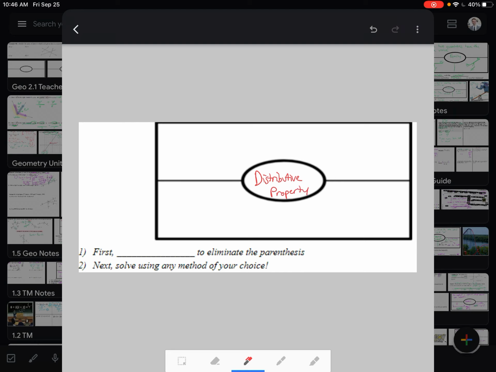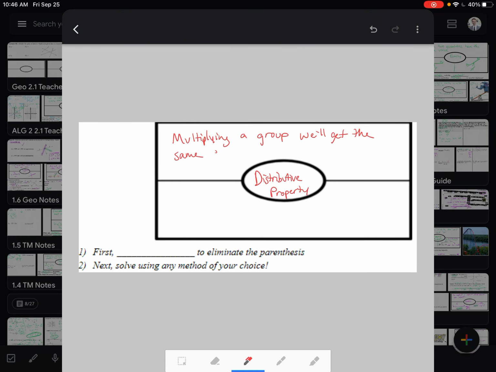And this is just a property that says when we are multiplying a group, we'll get the same answer as multiplying the parts and then adding them.